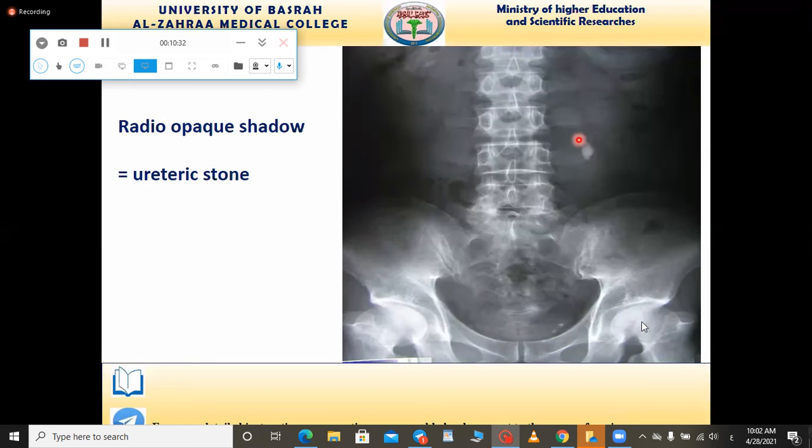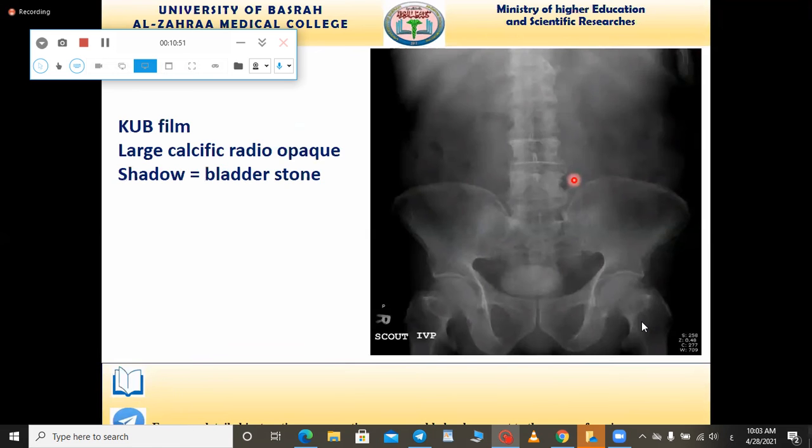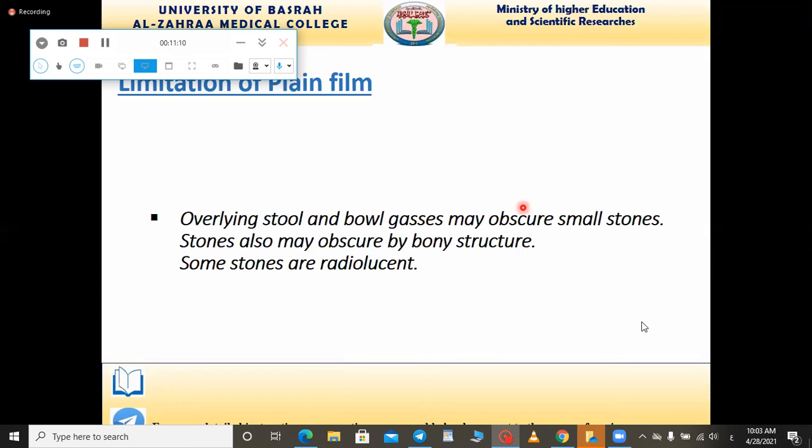Along these transverse processes, there is a radio-opaque shadow, which corresponds to the normal anatomical course of the ureter. The ureter passes along the transverse processes of the spine, so it is most likely a ureter stone. This is another KUB film. The inferior pubic ramus is apparent here also. And here we see a large calcified radio-opaque shadow at the level of the bladder, so it is mostly a bladder stone, obviously.